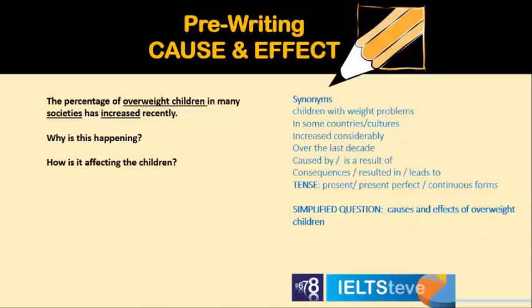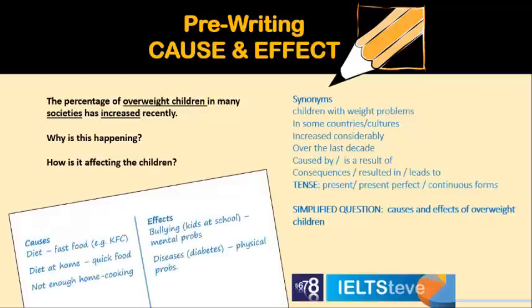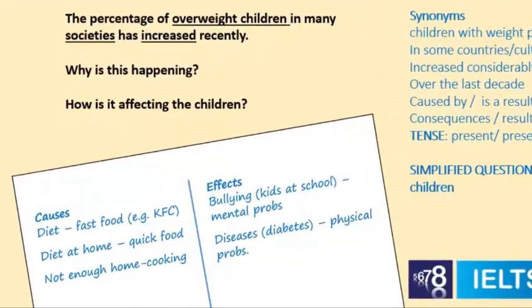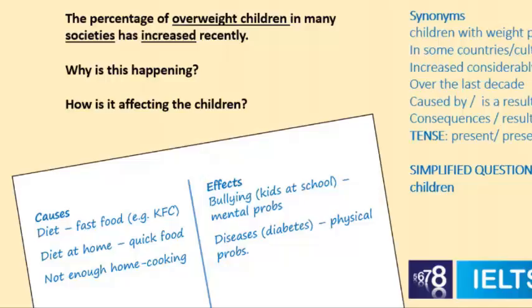So then step 3 is taking your notes. So we'll just have a quick look at what they're doing. First of all, you're going to split the page. There's 2 parts to this question. We want to think about the 2 parts. So they've got 2 nice columns there, causes. They've got diet, fast food, KFC, diet at home, maybe it's quick food or not enough home cooking. So there are some good examples and explanation there. On the other side, the effects of being overweight, maybe bullying at school, so mental problems there, and more seriously, physical problems like diseases like diabetes or other physical problems.